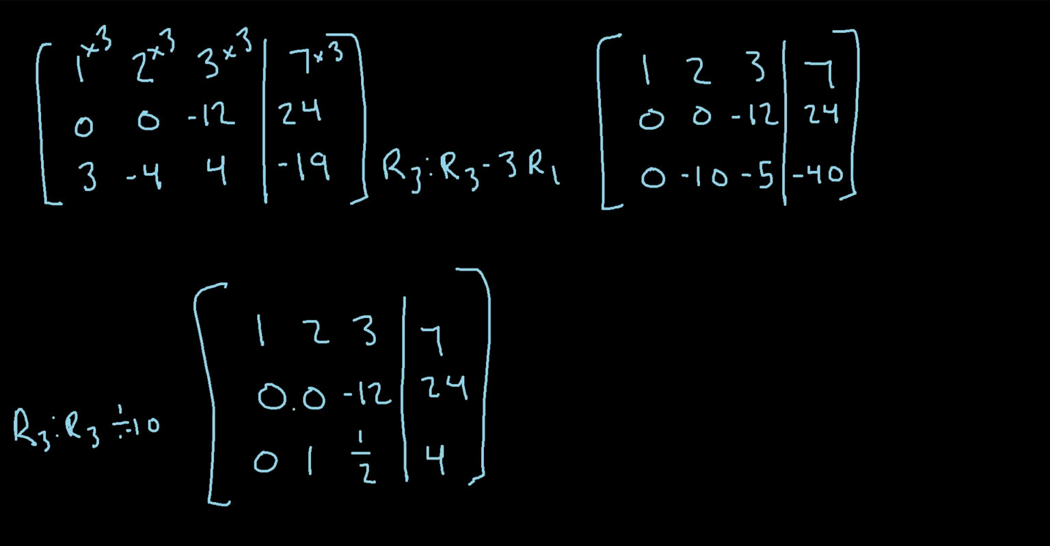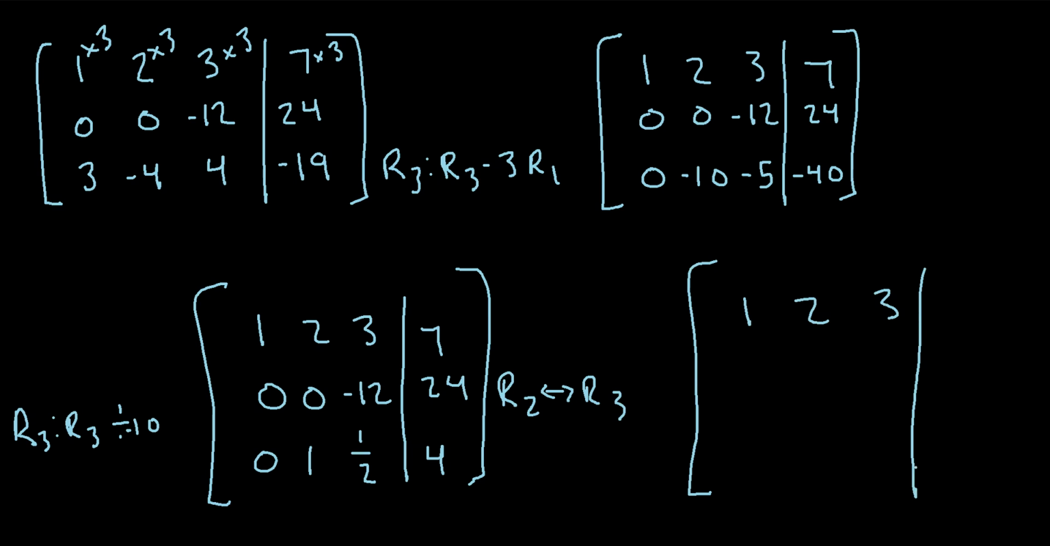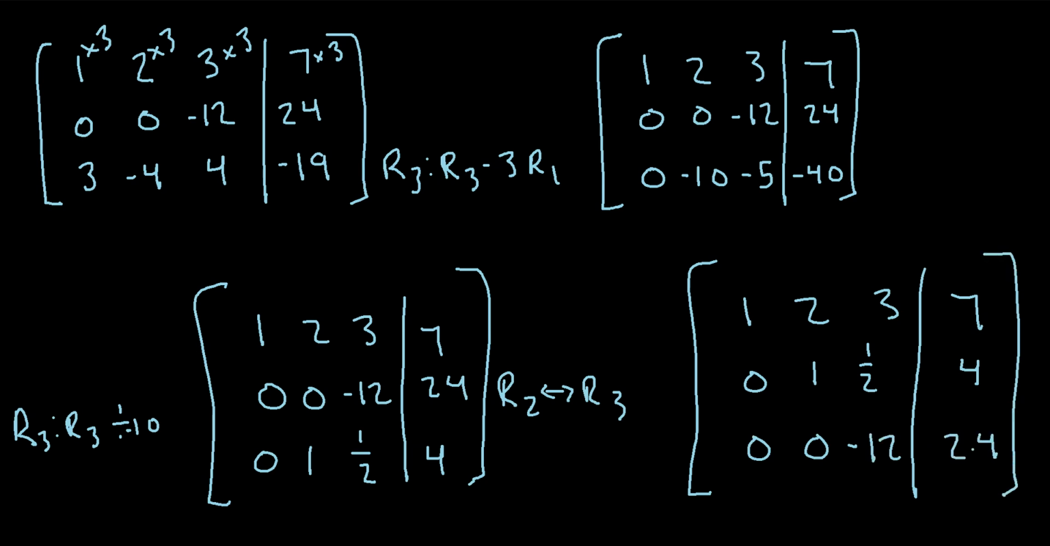Okay, so next we said, let's go ahead and switch row 2 and row 3 so that we have a 1 right here, which will be our pivot entry in row 2, and we'll automatically have a 0 below it. So let's swap row 2 and row 3. So we get row 1 doesn't change at all, so we'll just rewrite that. And then we have 0, 1, 1/2, 4, and 0, 0, negative 12, 24. Okay, so let's go ahead and rewrite this matrix over here and make some room.